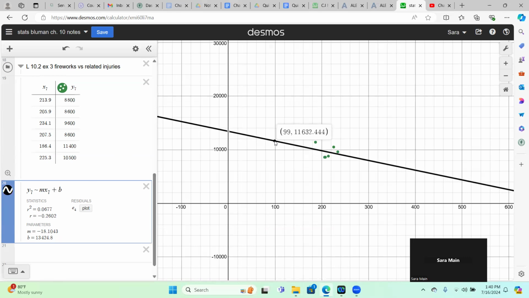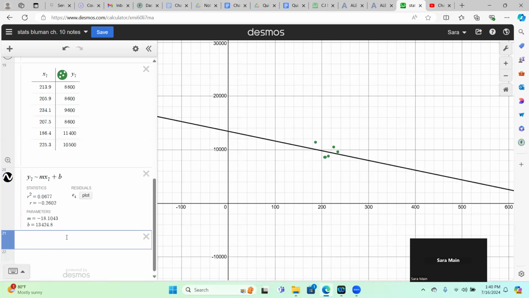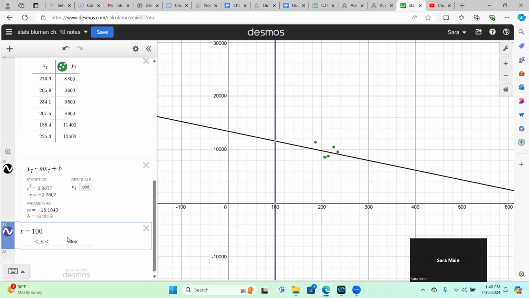And I've got to get it right there at 100. Type x equals 100. There we go. Now I can click on it. So it looks like they're predicting when x is 100, about 11,614.3 injuries. But we can't really use this as a predictor because there isn't a significant relationship.